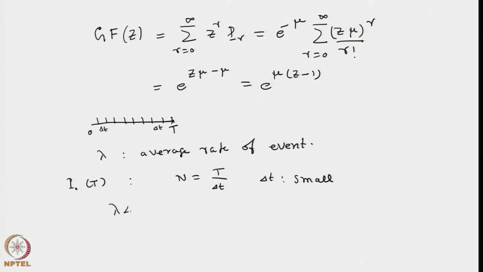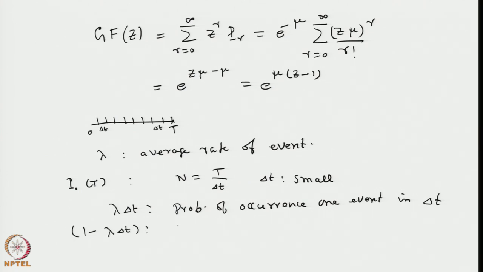delta t, is given by lambda delta t. This is the probability of occurrence of one event in time delta t. It is in fact the probability of occurrence of at the most one event. My delta t is so small that no more than one event is expected to occur. In which case, 1 minus lambda delta t will be the probability of non-occurrence in time delta t.